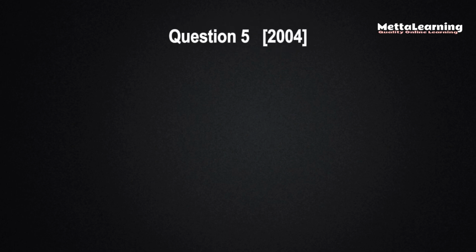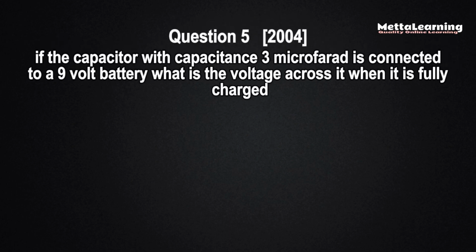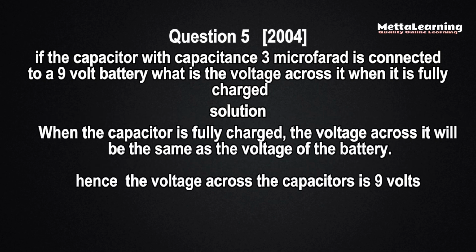The fifth question, which is the last question we'll be dealing with for today's class, says if a capacitor with capacitance 3 microfarad is connected to a 9-volt battery, what is the voltage across it when it is fully charged? To know the voltage across this capacitor, we must understand that when a capacitor is fully charged, the voltage across it is the same as the battery voltage. Hence, the voltage across the capacitor is 9 volts.